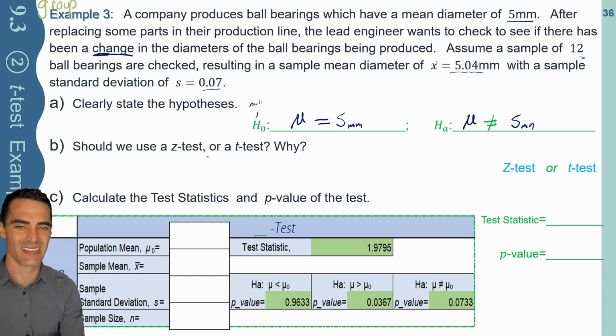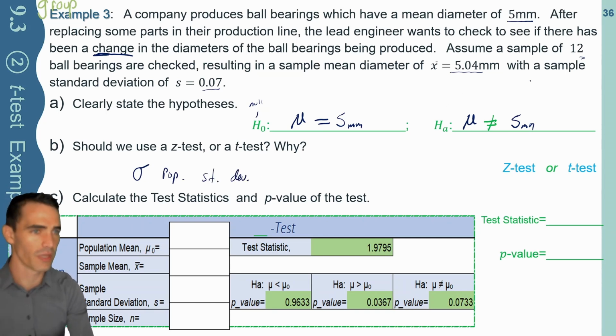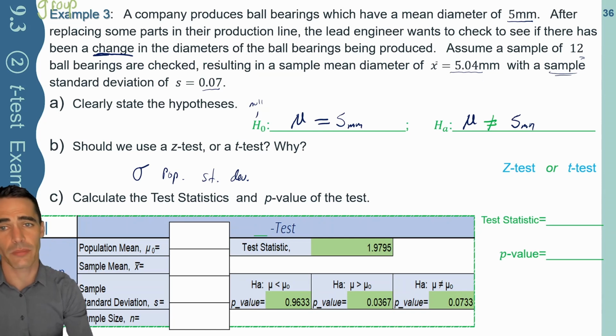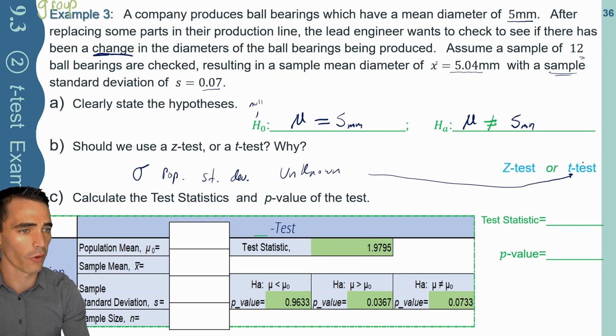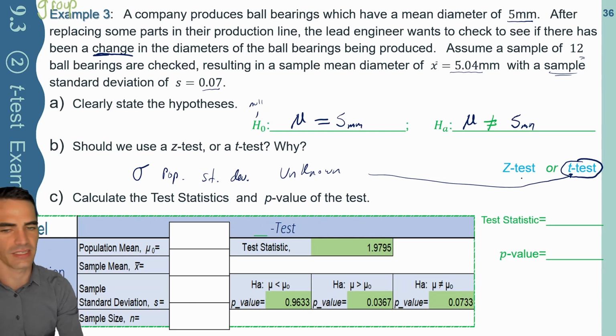Should we use a z-test or a t-test, and why? This is always related to the population standard deviation, or whether you know it or not. So I'd encourage you, read up top. In fact, it says plainly here, sample standard deviation s. So with the population standard deviation unknown, we are forced to use the worse test, which gives us a worse p-value. It's always preferred to use a z-test, but oftentimes we can't do it. T-test.